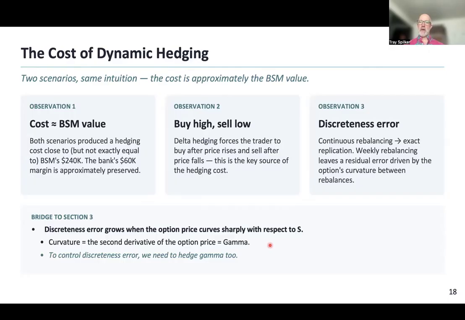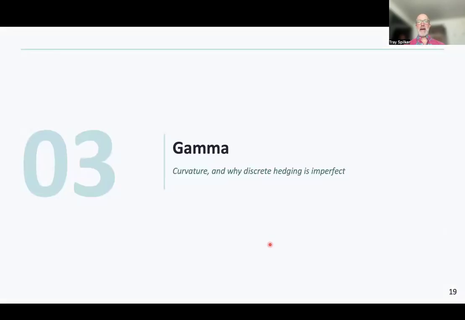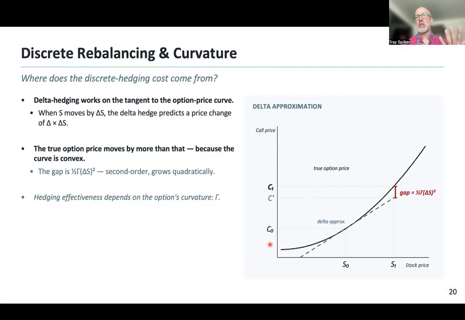We can also hedge for this gamma error as well. And so that's where we're going. So gamma is this curvature of the option price with respect to changes in the share price. So why did we have that added cost in hedging? Remember, we were just using delta. Delta hedging works for small changes in the share price.